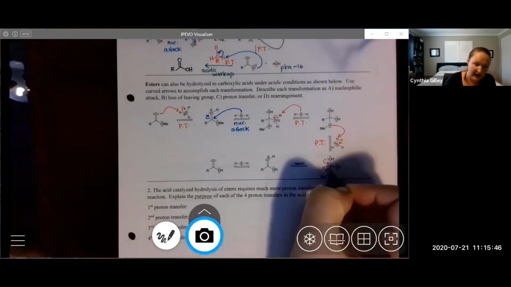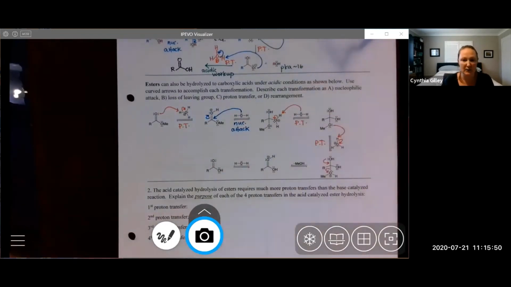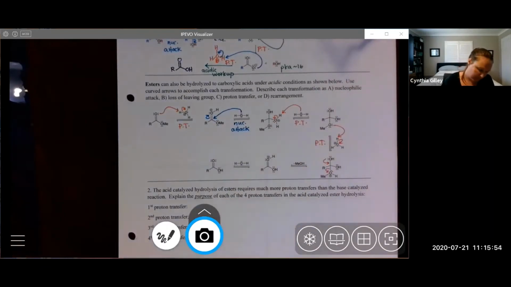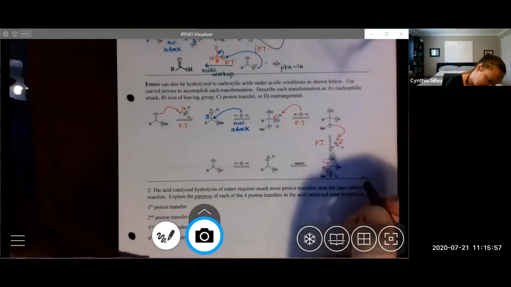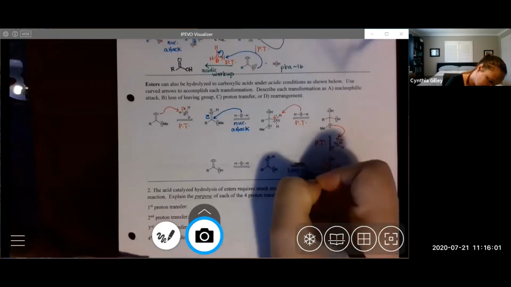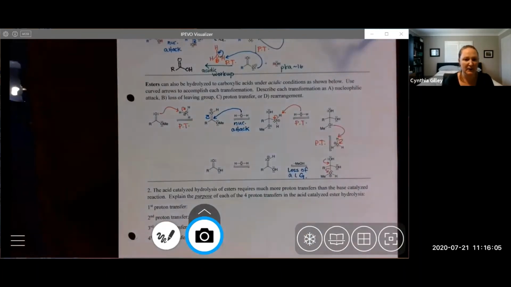And notice how I had two OH groups here, right? So either one of those could have done the pushing to kick out that leaving group. Okay, so this actually is our loss of a leaving group step.